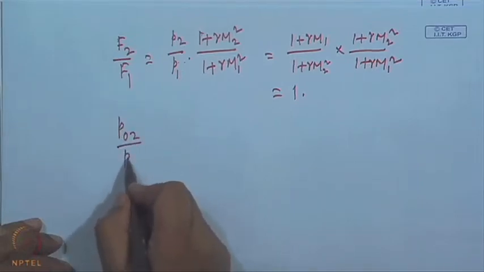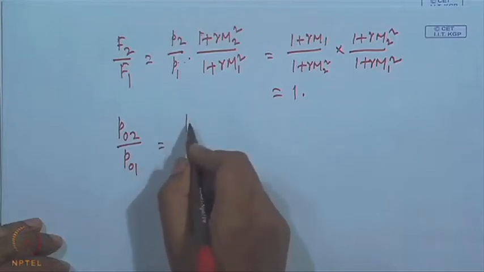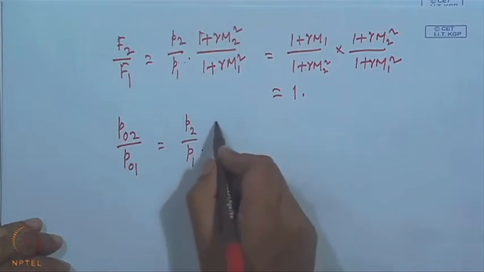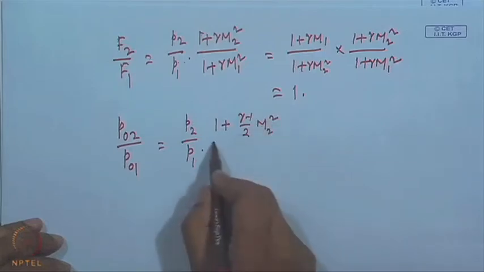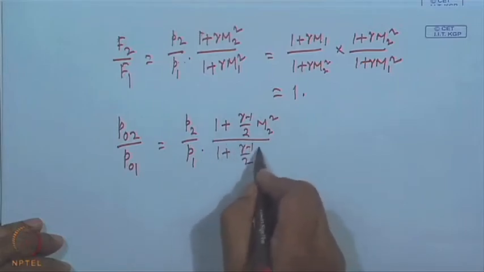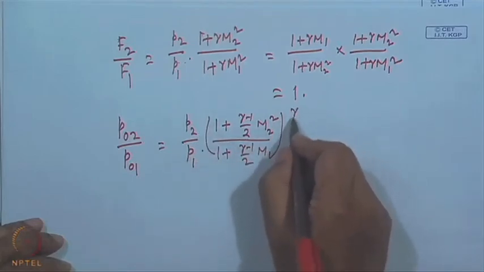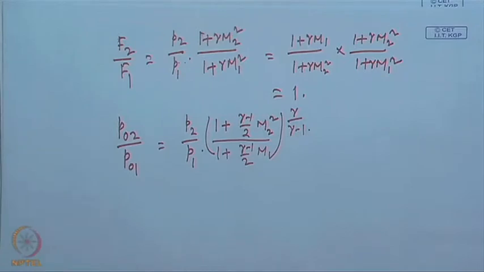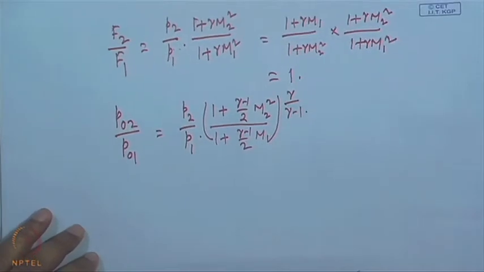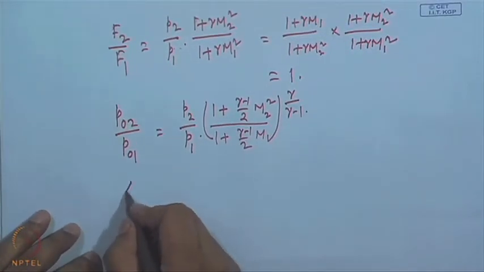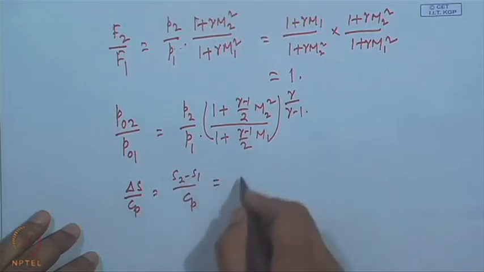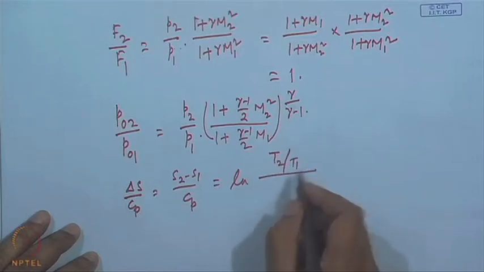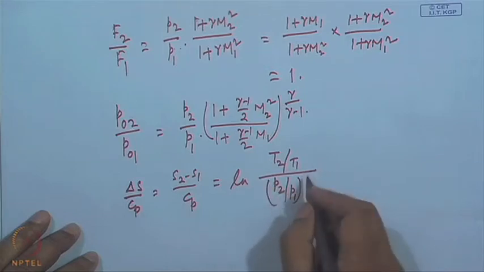Now, from the isentropic stagnation pressure relation, P0 2 by P0 1 is the pressure ratio times the temperature ratio to the power gamma by gamma minus 1, and the change in entropy, delta S by Cp, that is S2 minus S1 by Cp, can be written as log of T2 by T1 divided by P2 by P1 to the power gamma by gamma minus 1.